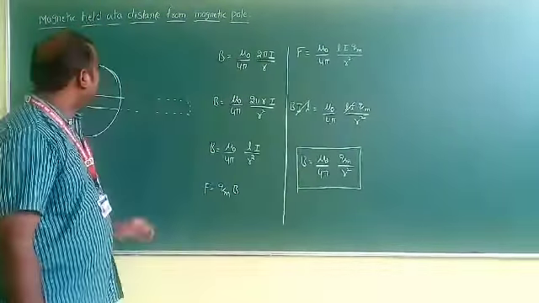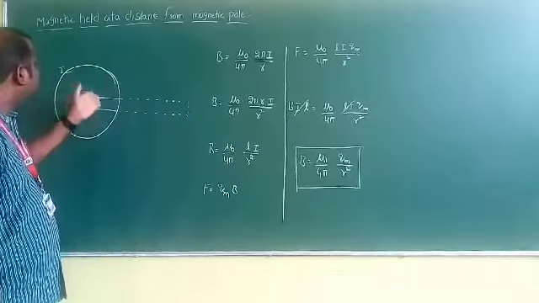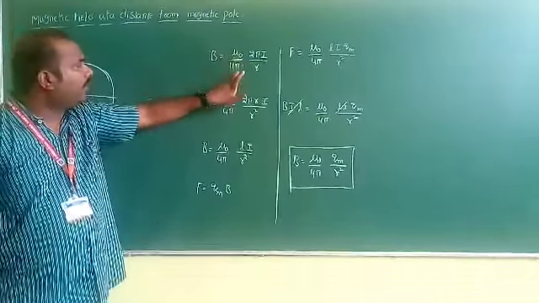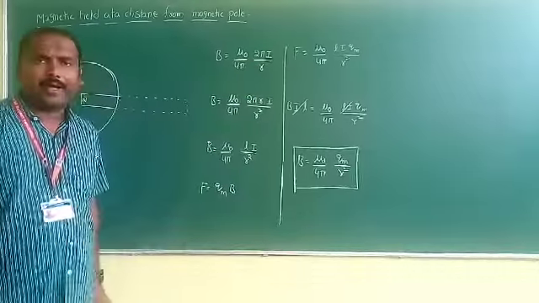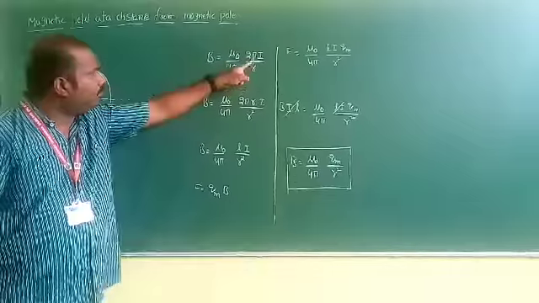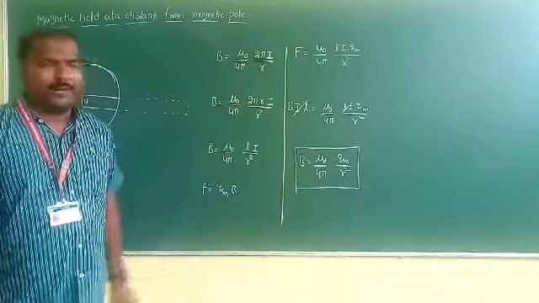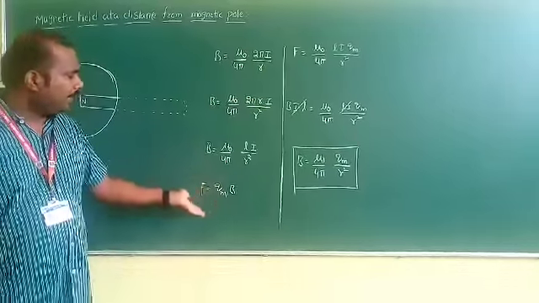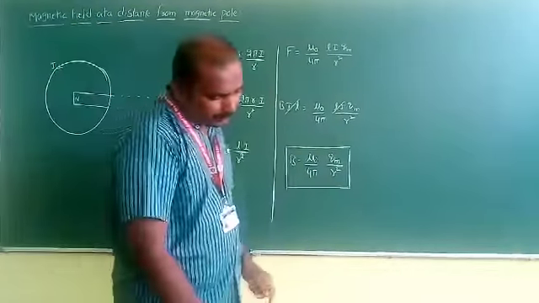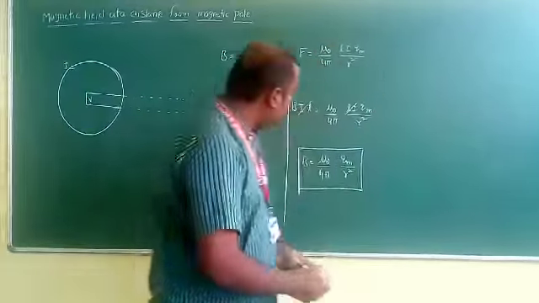Now the magnetic field due to the circular coil at its center is given by B is equal to mu naught by 4 pi into 2 pi I by R. Next, B is equal to mu naught by 4 pi into 2 pi into, numerator and denominator, I multiplied R. Then later I got this equation. Finally, B is equal to mu naught by 4 pi into Q by R square.